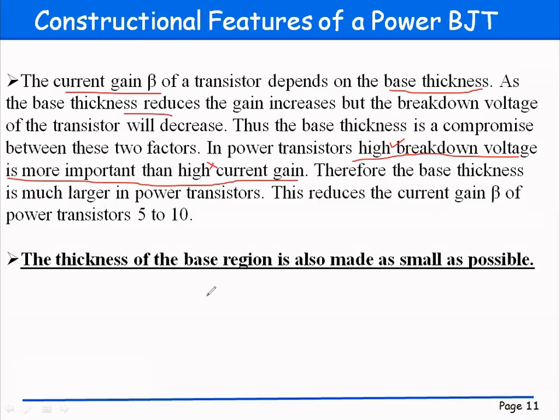They are used in switching applications, and in switching applications, when the transistor is off, at that time it should be able to handle the large voltage. By considering these scenarios, the thickness of the base is more as compared to the ordinary transistor, and because of that we get the current gain beta of the power transistor very small, in the range of 5 to 10.